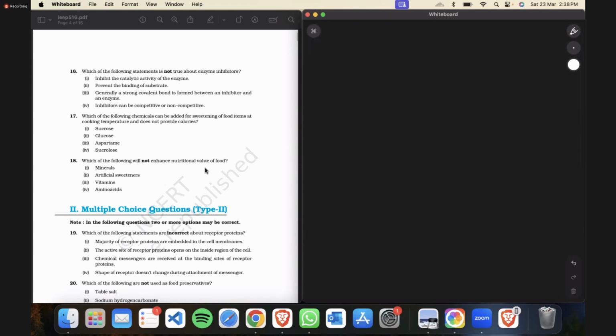Vitamins and minerals are essential nutrients because they perform hundreds of roles in the body. Amino acids will enhance the nutritional value of food. So these all enhance the nutritional value of the food. But artificial sweetener, it is just for taste only. It is even non-caloric.